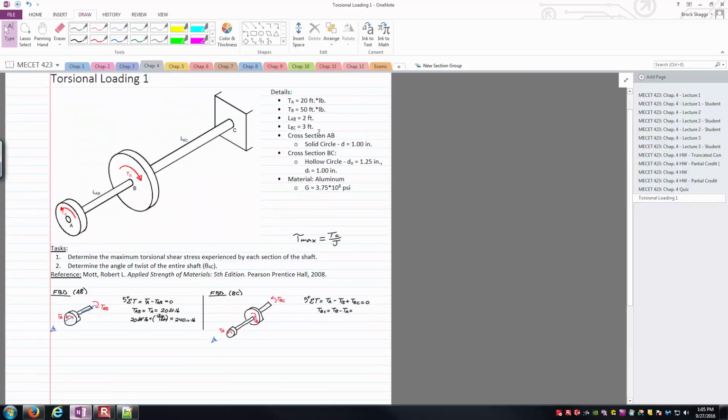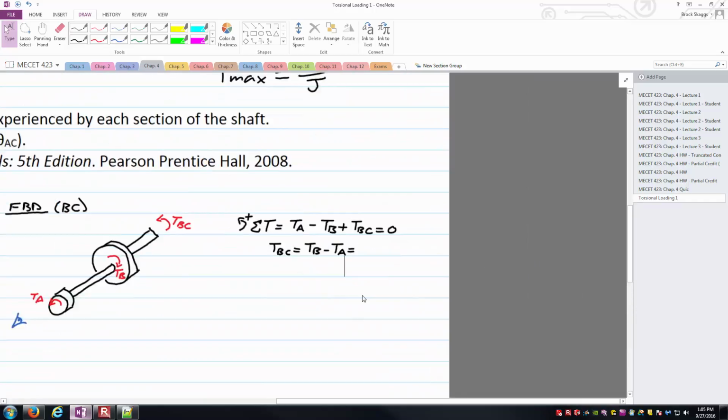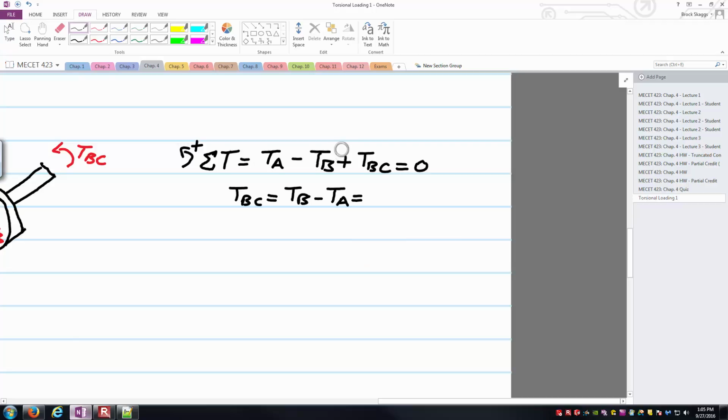Which is our 50 foot-pounds minus the 20 foot-pounds. So here I'm going to have 50 foot-pounds minus the 20 foot-pounds, which gets me a value of 30 foot-pounds. And so now I know the internal torque carried by section BC of the shaft has a magnitude of 30 foot-pounds.